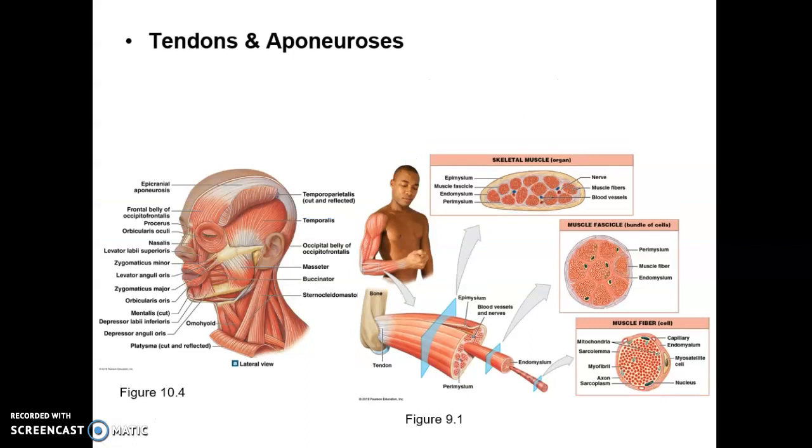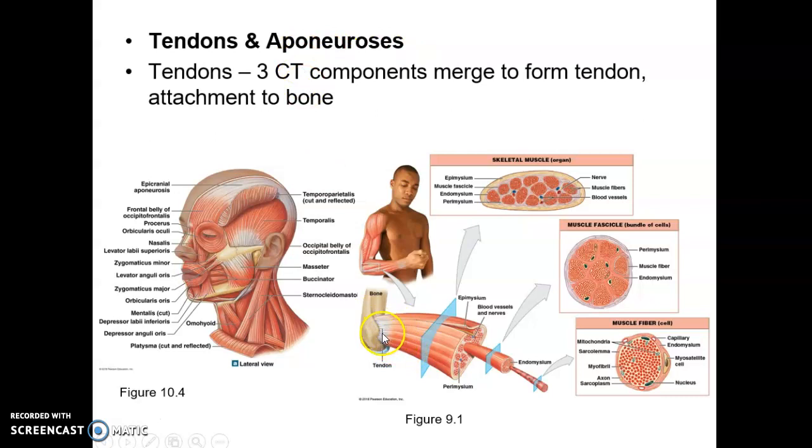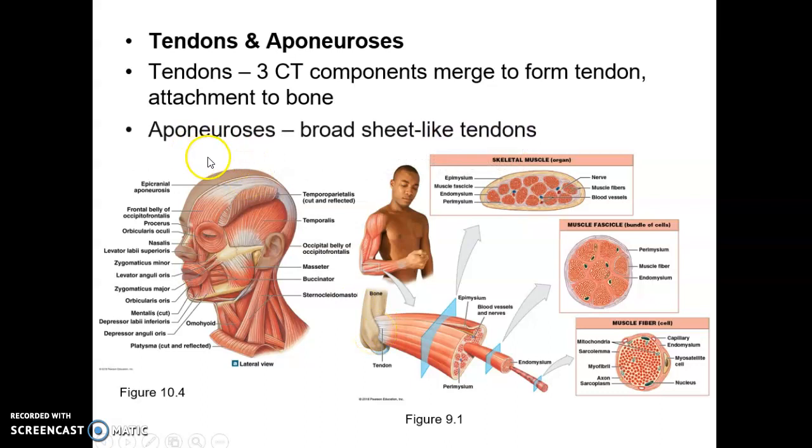So a tendon or an aponeurosis. A tendon is the connective tissue binding between a muscle and the bone. All three connective tissue components, epimysium, perimysium, and endomysium, merge together and form the tendon, a very strong attachment to the bone. An aponeurosis is a broad sheet-like tendon.